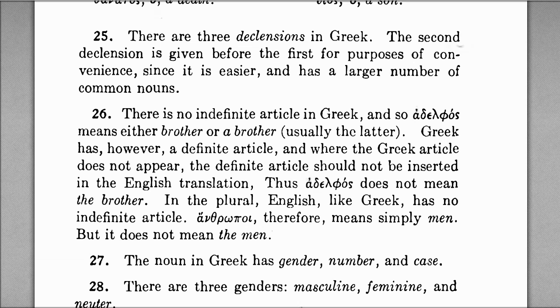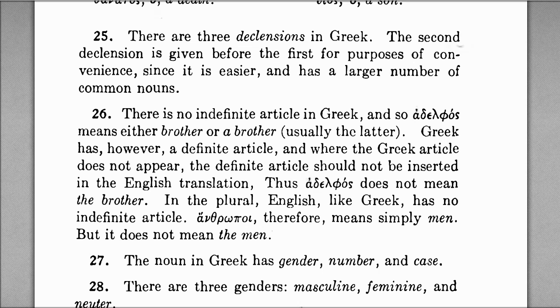Paragraph 25. There are three declensions in Greek. Now, declension is the variation of the form of a noun, pronoun, or adjective by which its grammatical case, number, and gender are identified. The second declension is given before the first for purposes of convenience, since it is easier and has a larger number of common nouns. Therefore, even though we do have three declensions in the Greek, don't worry about the first or the third declension. Right now, we're just going to focus on the second declension, just because it's a lot easier to deal with.